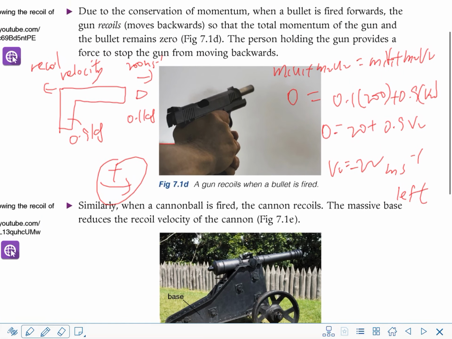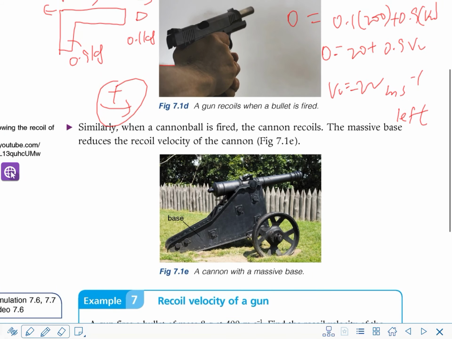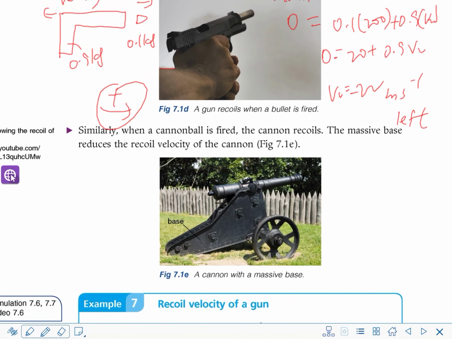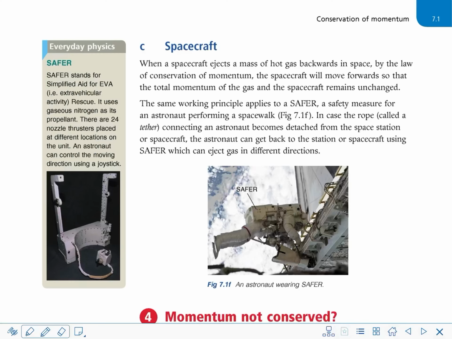Now this is the recoil velocity. Similarly, we can think about the cannonball. It will be the same. After shooting, the cannon would move backward. We will find some DSE and also CE questions about this case. Very important for chapter 7.1, total momentum and types of collision.